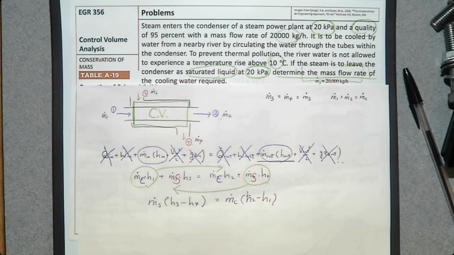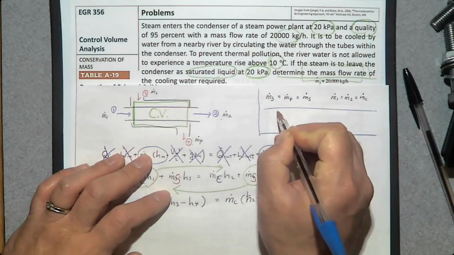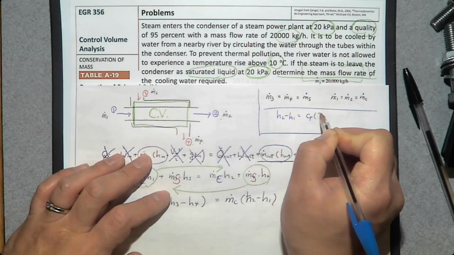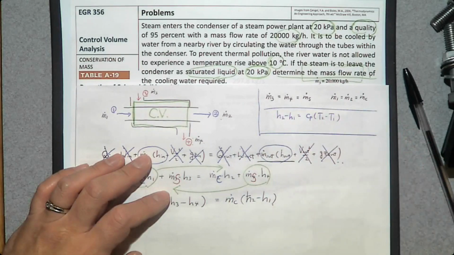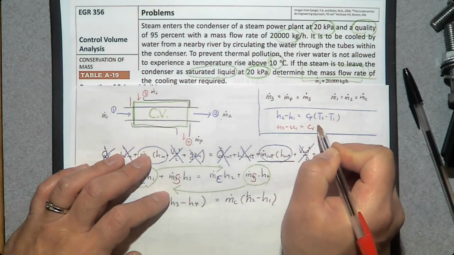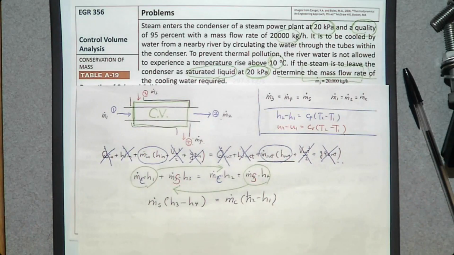Then how do you determine h2 minus h1 if you have a pure system? You can use specific heat. If you don't remember, you know the specific heat equation from chapter 3, so let me write it for you here. h2 minus h1 is Cp times T2 minus T1. u2 minus u1 is Cv times T2 minus T1. Now we have pure water here. Can you find h2 minus h1? Yes, it's going to be Cp times T2 minus T1.